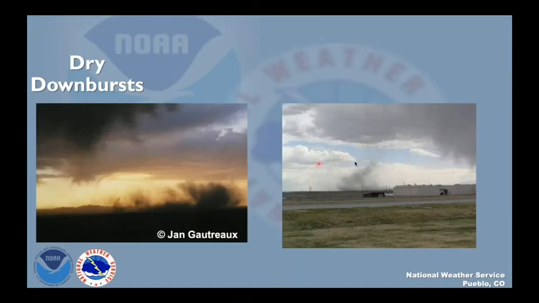Now, dry downbursts or microbursts. This one on the right is at the National Weather Service at Pueblo. Got a nice little microburst, except you can't see the condensation reaching the ground, but you can see the dust form. So less visible, equally dangerous.